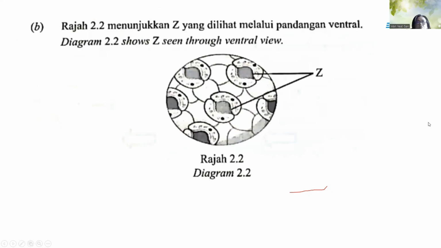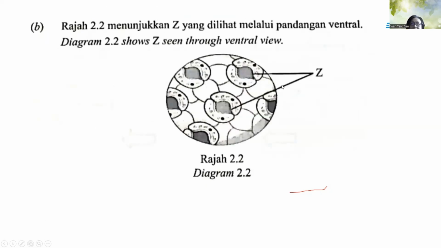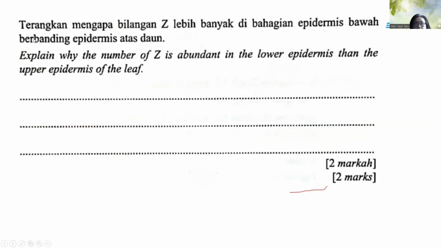Diagram 2.2 shows Z seen through ventral view. Okay, so ventral means from the bottom up. You're looking from the bottom. Explain why the number of Z is abundant in the lower epidermis than in the upper epidermis of the leaf. Okay, so why is it more abundant in the lower epidermis compared to the upper epidermis?